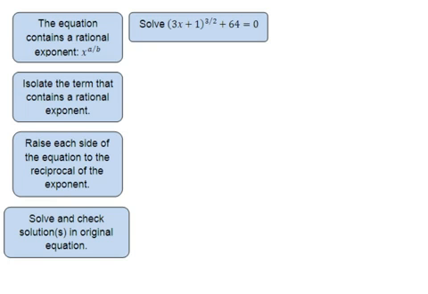Alright, let's take a look at another example. We have the quantity 3x plus 1 to the 3/2 plus 64 is equal to 0. And just like before, we want to isolate the term that contains the rational exponent. So here's the rational exponent. We want to isolate this and get rid of that 64, so we're left with 3x plus 1 to the 3/2 is equal to negative 64.